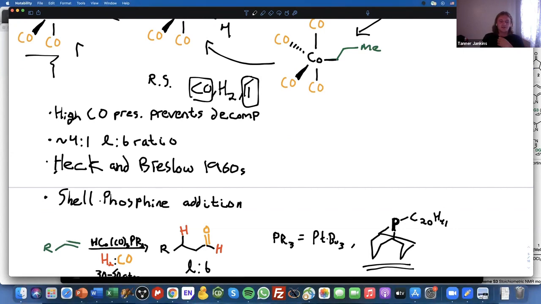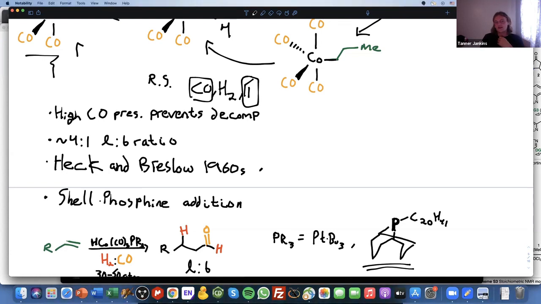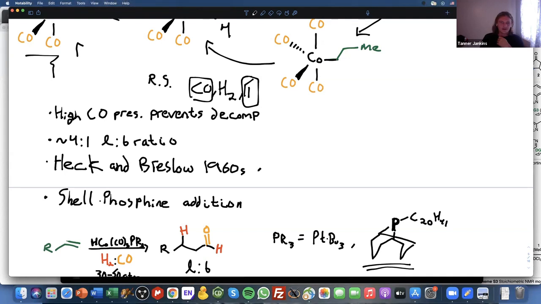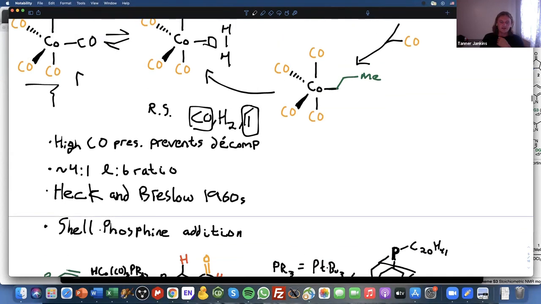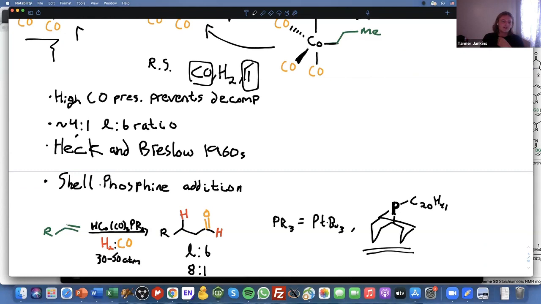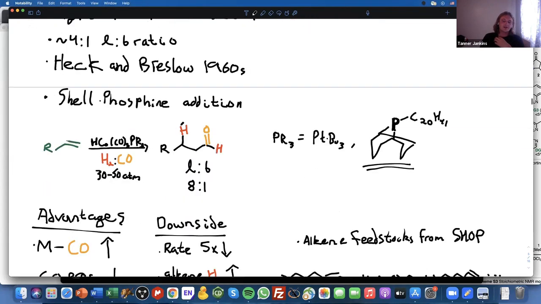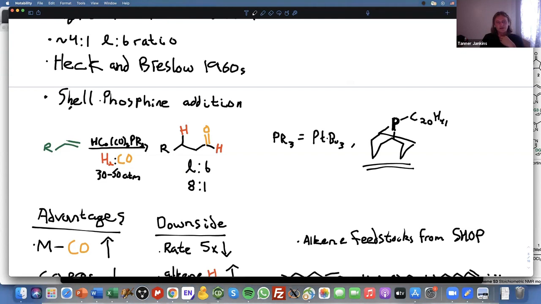And this mechanism was originally proposed by Heck and Breslow in the 1960s for the cobalt process. And they actually did a pretty good job and got it almost spot on for what I have drawn up here above. However, due to the high required pressures of CO and the relatively low linear to branched ratio, people set out for a more improved process. And then the Shell company found that you could add bulky phosphine ligands to help improve selectivity and allow the process to occur at a much lower pressure, which just makes it more friendly on an industrial scale.